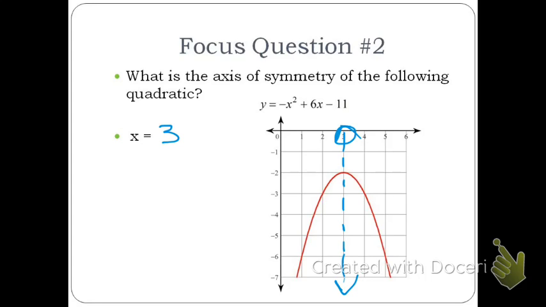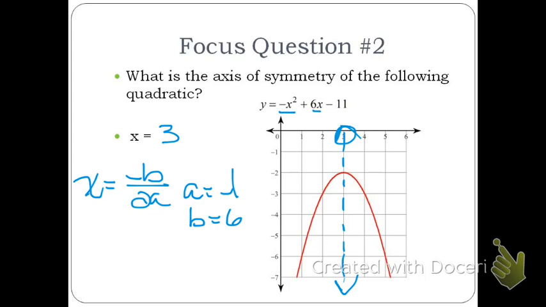Or we could use the equation. Remember the equation is x is equal to the opposite of b all over 2a. And we have the parabola's equation up above here. Our a value is equal to negative 1. The b value is equal to 6. So if we plug it into the equation, x is equal to the opposite of b. Well, b is positive 6, so it should be negative 6, all over 2 times a.